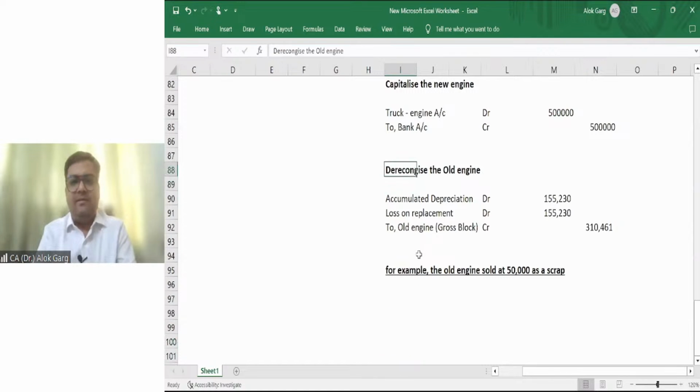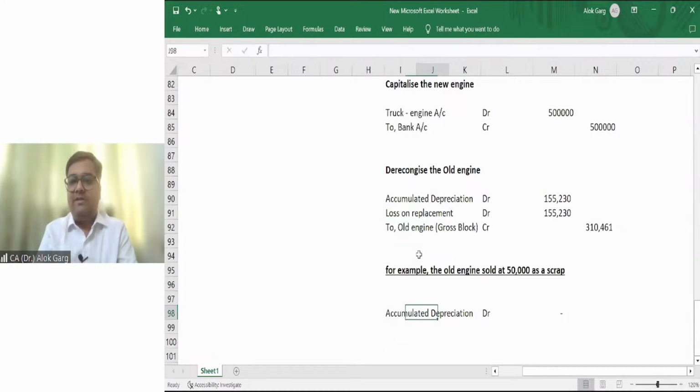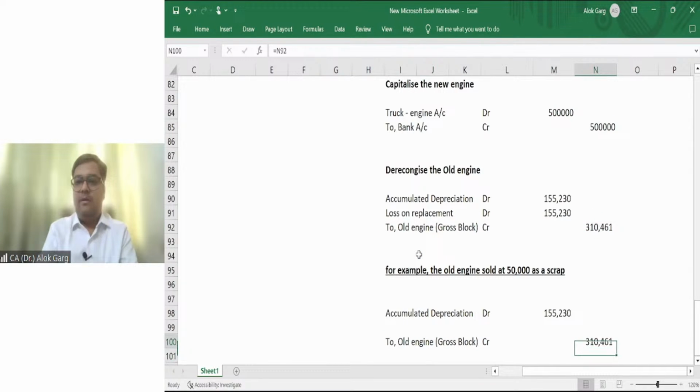In that case, again, you will debit the accumulated depreciation account, reversing whatever accumulated depreciation you have booked so far. You will also credit your old engine at the gross block. And you will also pass a bank account debit because you got 50,000 rupees on the sale of scrap.